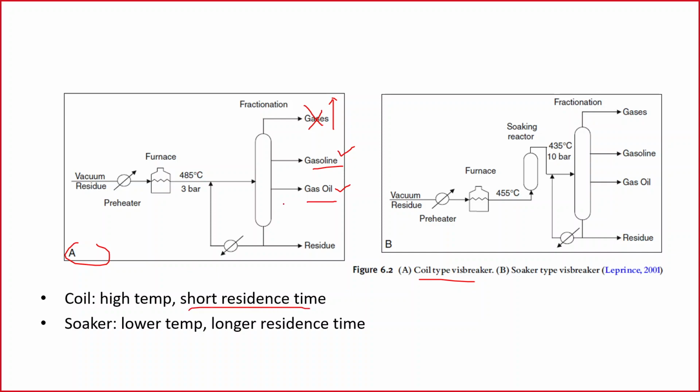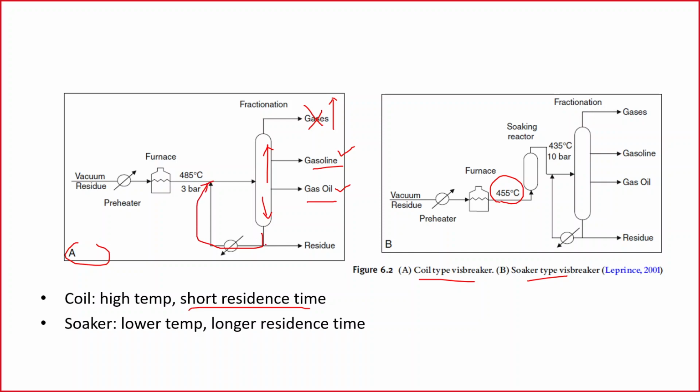Okay. On the contrary, for the soaker type of visbreaker, we have a lower temperature, and then we just let it soak. We have some residence time over here, which is higher. Here there is no residence time. You crack it as quickly as possible, and then you split it. Sometimes you have the quench. This is then the quench.